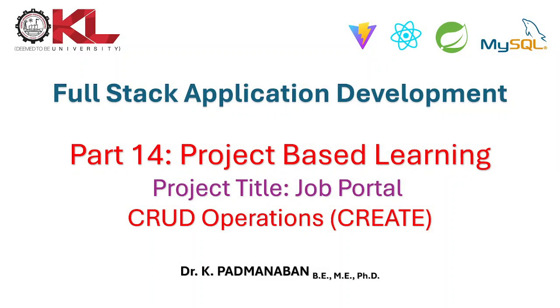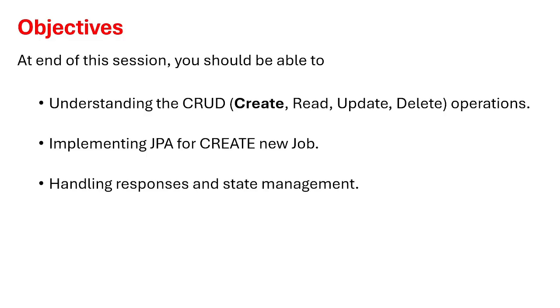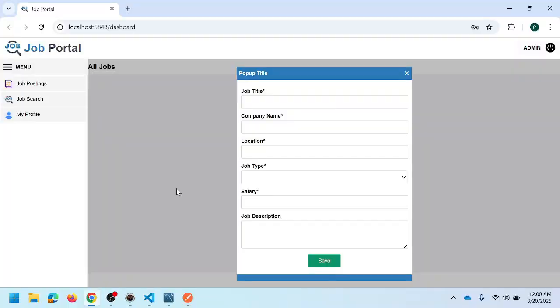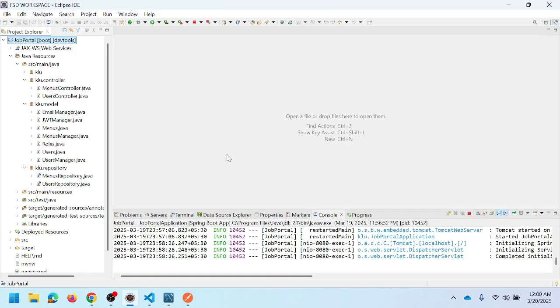In this session, we will focus on implementing CRUD operations, specifically the create functionality. By the end of this session, you will be able to understand one of the CRUD operations called create, and learn how to implement JPA to create new job entries in the database, handling responses and managing application state effectively. Based on the front-end design, implement a backend project to perform the create operation into the database.